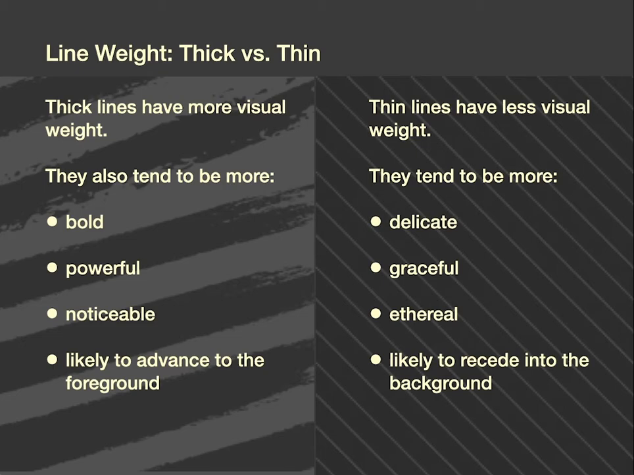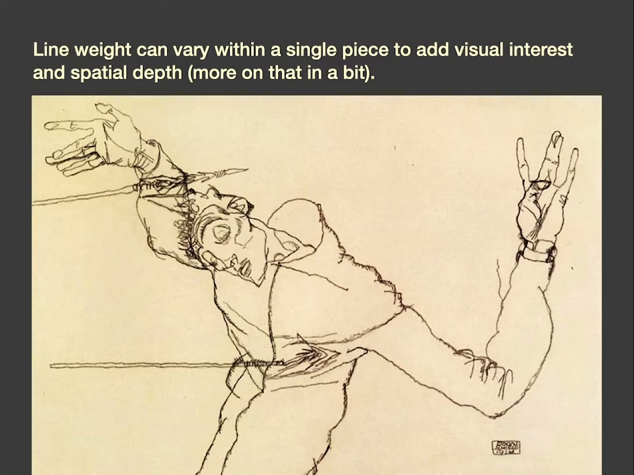background. Line weight can actually vary within a single piece. Actually, all line qualities can vary within a single piece of artwork, but line weight specifically is one that we concentrate on a lot because it does great things in terms of adding visual interest and even some spatial depth to your artwork, something we will talk more about in a few moments.